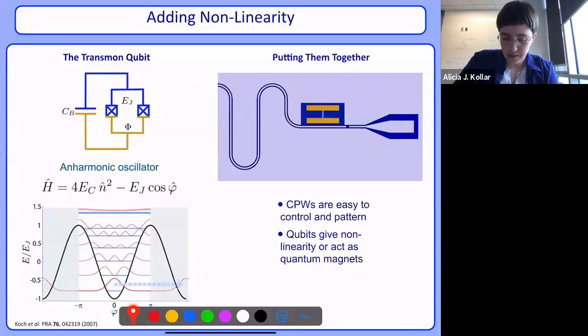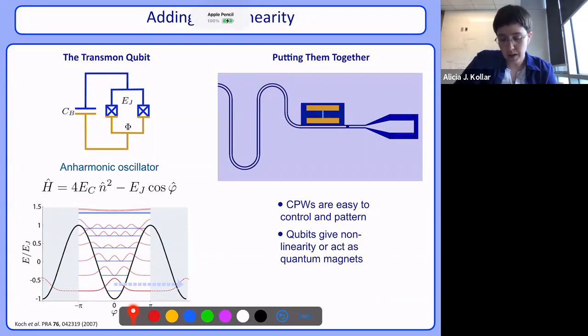In practice, what we can do is fabricate one of these qubits inside the resonator. This is a close-up of the resonator on the previous page. We make this extra pocket, and this is the circuit element that will actually produce the transmon qubit, and we can couple them together. So we have this combination of ingredients: the coplanar waveguide resonators are easy to control and easy to pattern, and the qubits are nonlinear and act like quantum magnets. And so we can combine these two elements together.